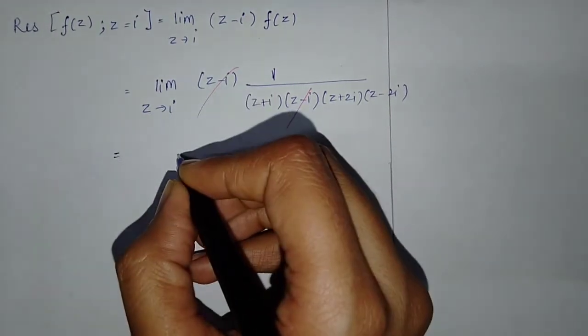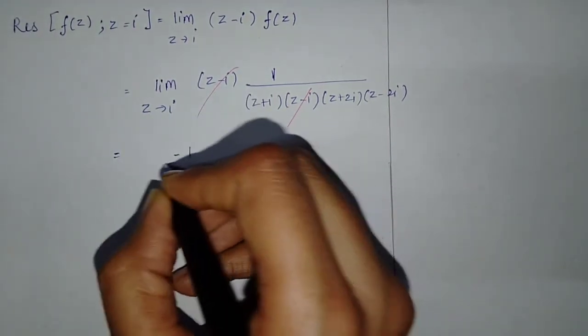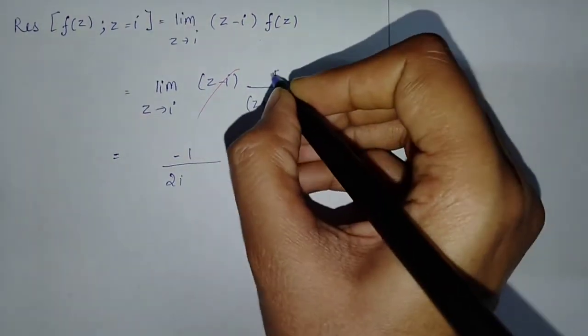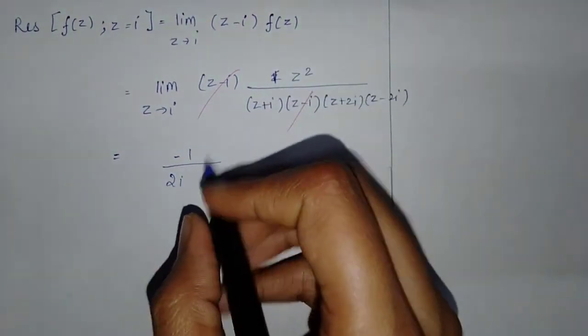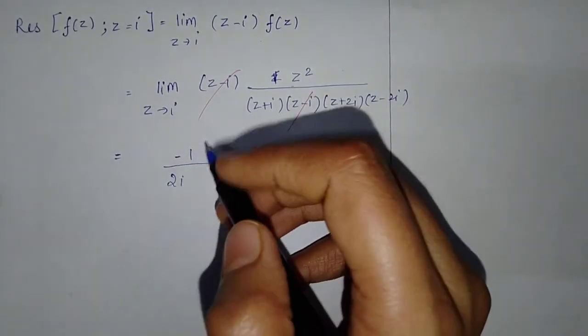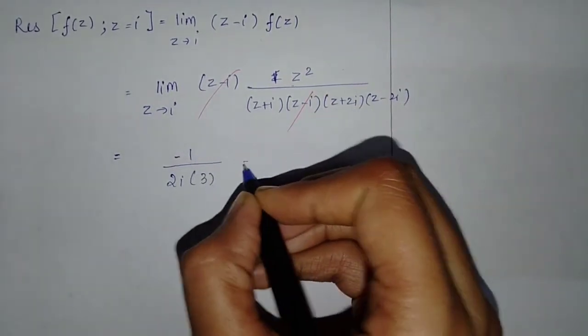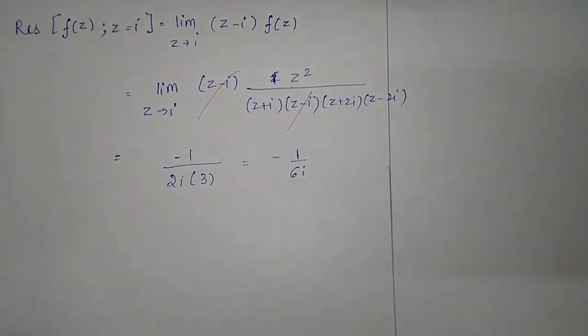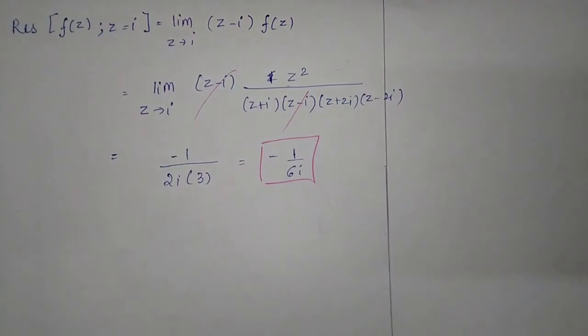Then we will get minus 1 by 2i, sorry, here it is z square. So i square છે એ શું થશે? -1. So here we got -1 by 2i into 3. So that is -1 by 6i. So this is the residue which we got at z equal to i.